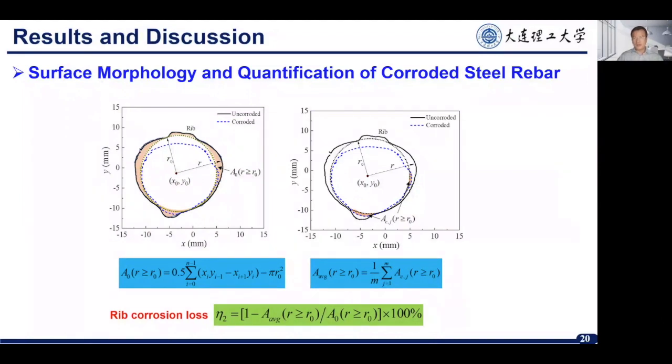Because we know that for the bond between the steel and the concrete, the mechanical interlocking due to the steel rib is very important. So now we want to see how this rib loss affects the bond degradation. This shows the calculation of this rib corrosion loss. A0 is the rib cross-sectional area before corrosion, so this is the shaded area. And after corrosion, we calculate the residual cross-sectional area for these ribs. We substitute into this equation, and we get the rib corrosion loss.